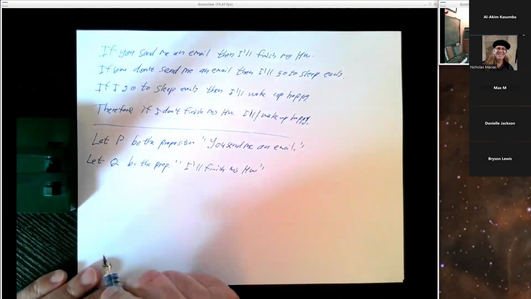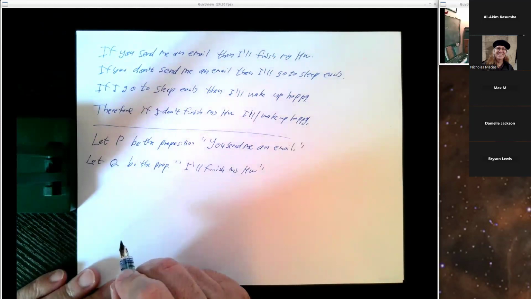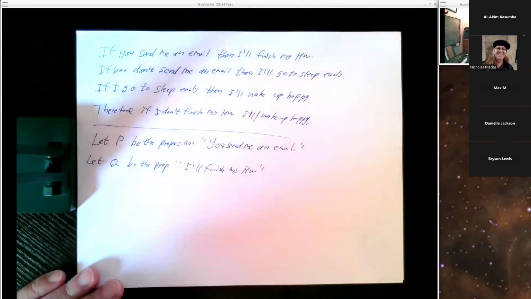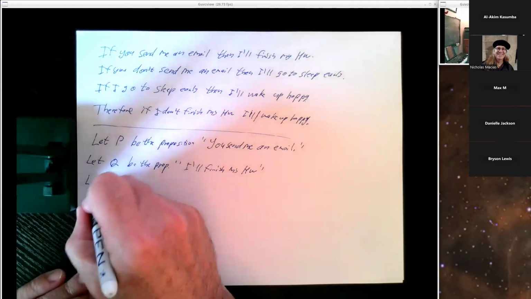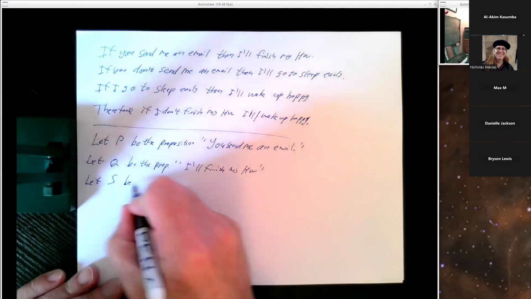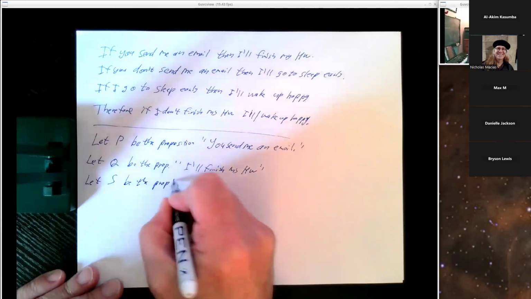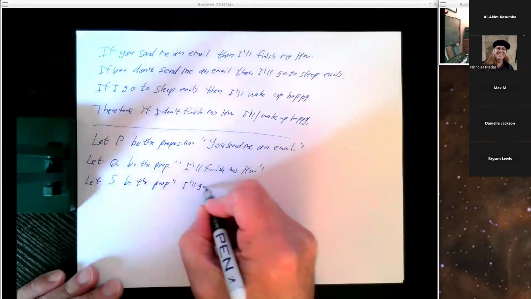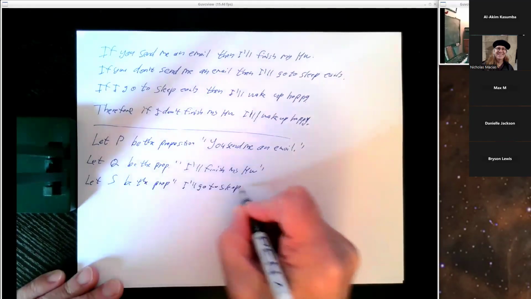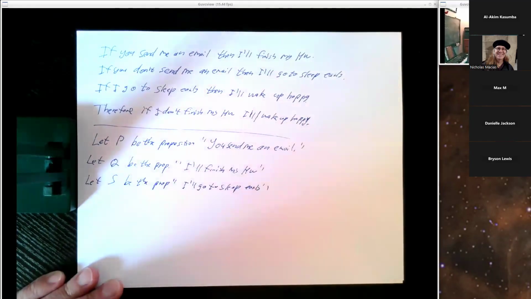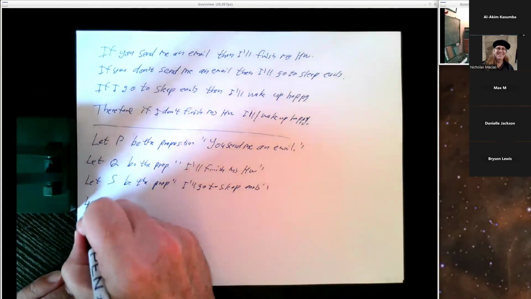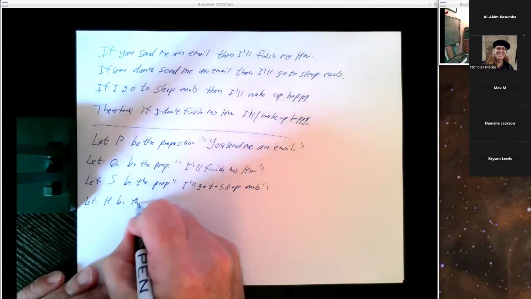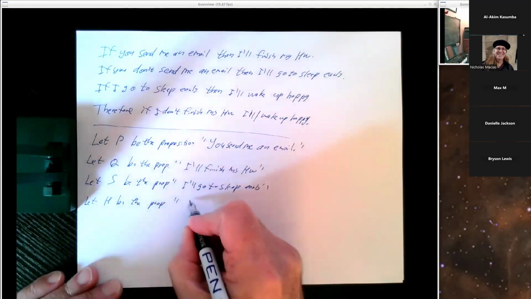All right, what about the second sentence? Are there any new propositions? If not P, so that's not P, then I'll go to sleep earlier. So let S be the proposition: I'll go to sleep early. There's S again. If I go to sleep early, I'll wake up happy. So let H be the proposition: I'll wake up happy.